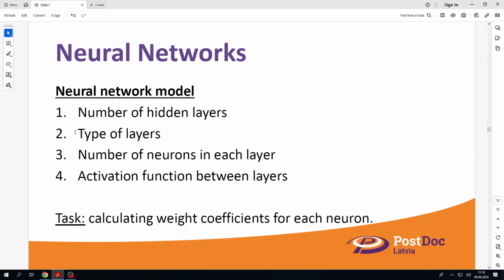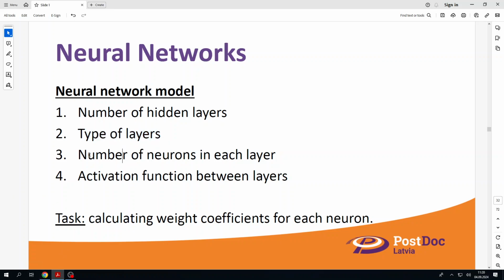Now, not all layers are exactly the same. We'll see that there will be certain specialized layers. Some layers might be better suited for image processing. Some layers might be better suited for text processing or speech processing, etc., etc. So there are different types of layers, which is also something to consider.